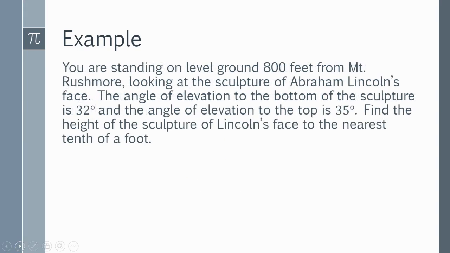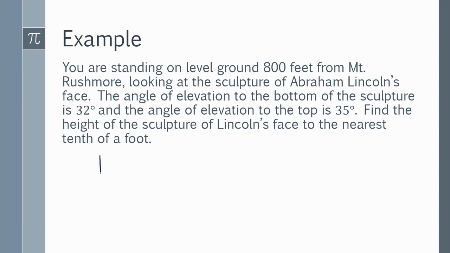All right, let's take a look at this problem. It says you are standing on level ground 800 feet from Mount Rushmore, looking at the sculpture of Abraham Lincoln's face. The angle of elevation to the bottom of the sculpture is 32 degrees, and the angle of elevation to the top is 35 degrees. We want to find the height of the sculpture of Lincoln's face to the nearest tenth of a foot.